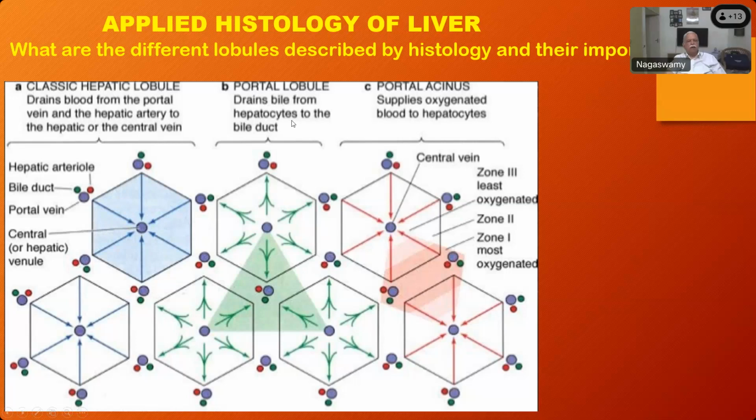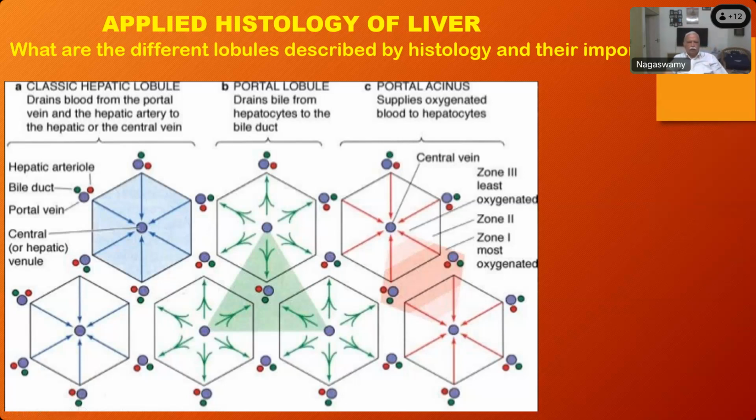Now the second thing is the portal lobule, which is mainly for draining the bile from hepatocytes to the bile duct, and that you can see as a triangular shape, which connects the 3 central veins, and you can see the arrows. I showed you in the earlier picture how that bile flow is in the reverse direction of the blood flow.